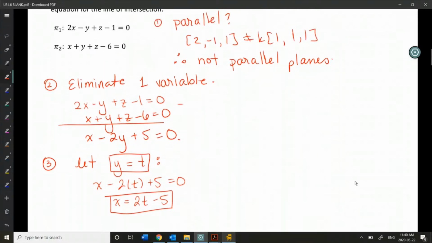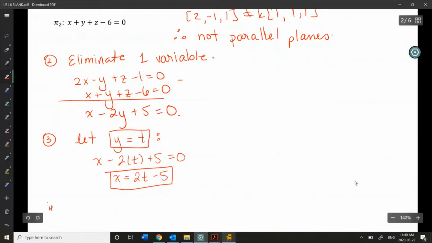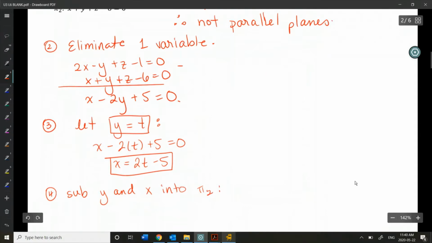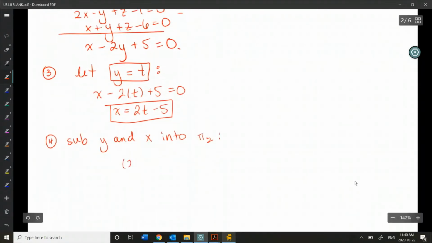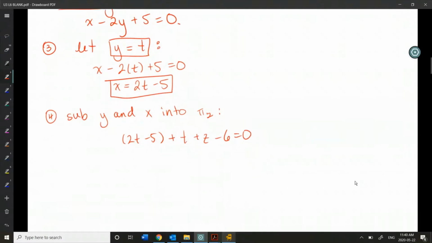And because we now have x and y, we can sub either back into plane 1 or plane 2 to solve for z. So maybe we'll go plane 2. So it'll be x plus y plus z minus 6. So x is 2t minus 5, y is t. And we just want to solve for z in terms of what remains here. So I think we're getting 3t minus 11 plus z, and then just isolate for z here.